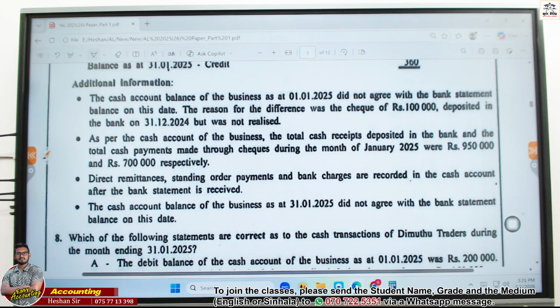As per the cash account of the business, the total receipt journal, total cash receipt deposited in the bank and the total cash payment made through the checks during the month of January 2025 was 950, 700,000 respectively. Direct remittances, standing order payments and the bank charges are recorded in the cash account after the bank statement is received. Then the cash account balance of the business as at 31st of January 2025 did not agree with the bank statement balance on this date.